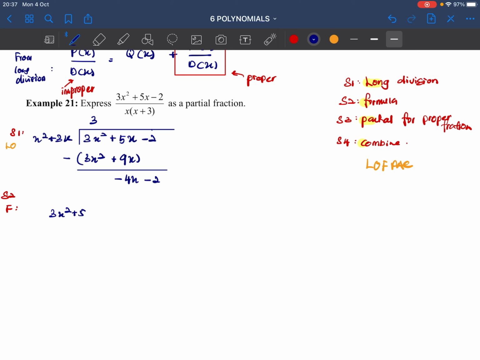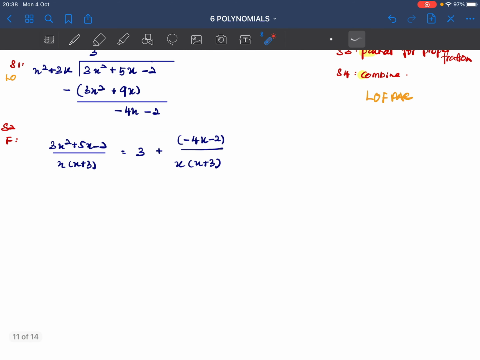3x squared plus 5x minus 2 over x times x plus 3. And then we have our quotient, which is 3 plus the remainder negative 4x minus 2. And the divisor again is x plus 3. Okay, so kita tak nak tulis negatif banyak-banyak macam ni. Kita cantikkan dia. We are going to factorize the negative.